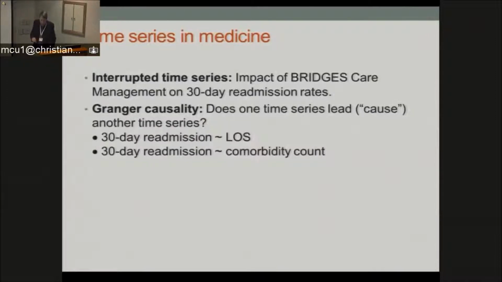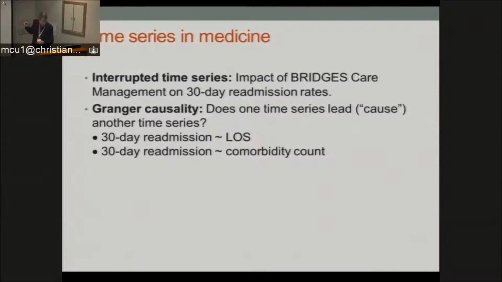One is what we call an interrupted time series. The Bridges program really fits that, because what that means is that you have a time series, and at some point in the time series, something happens: an intervention, an implementation of some program. And what you want to know is, did your intervention in any way change the time series? Did it cause something to happen different than happened before?